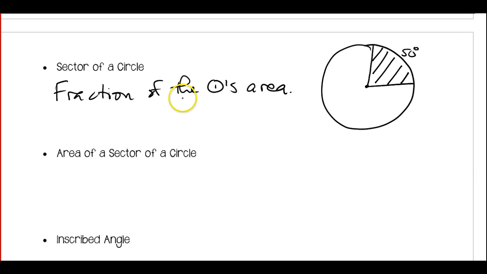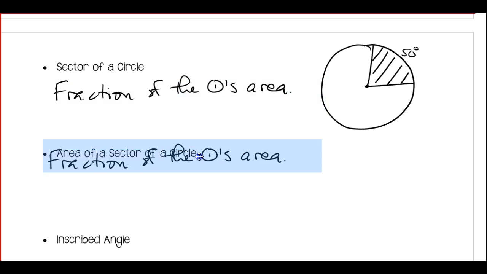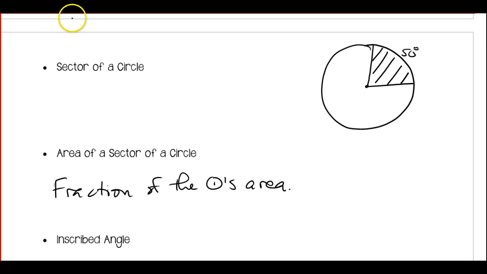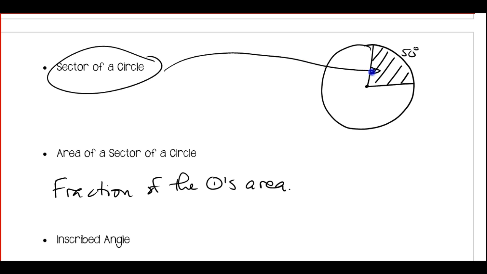Alright, so this actually is going to go down over here. Area of a sector is a fraction of the circle's area. And then this shaded area here, this is a sector of a circle. So really, it's like a pie-shaped piece of the circle. Okay?